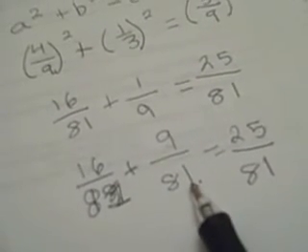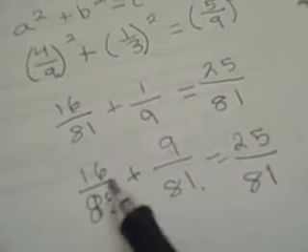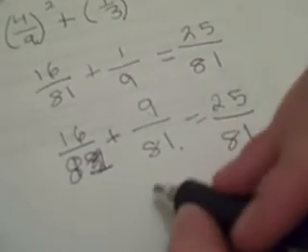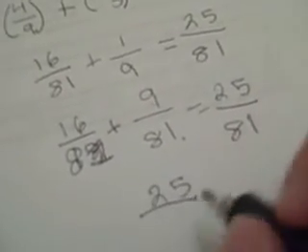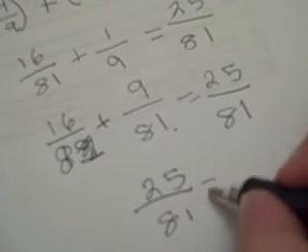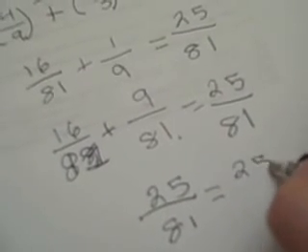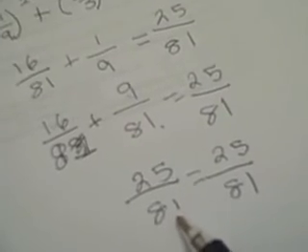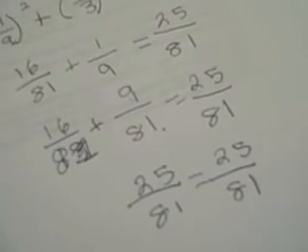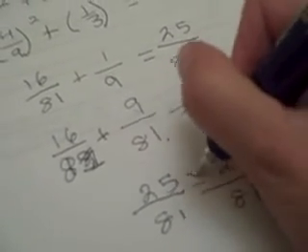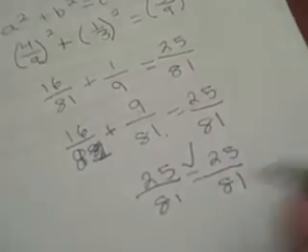Now we can add our fractions because the denominators are the same. 16 plus 9 gives me 25. Denominator stays the same. So we end up with 25 over 81 is equal to 25 over 81. So check, they're equal to each other, which means yes, we have a right triangle.